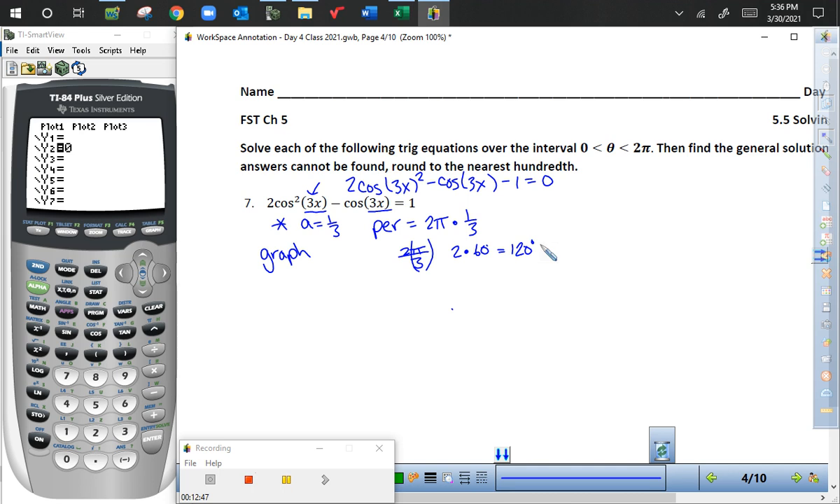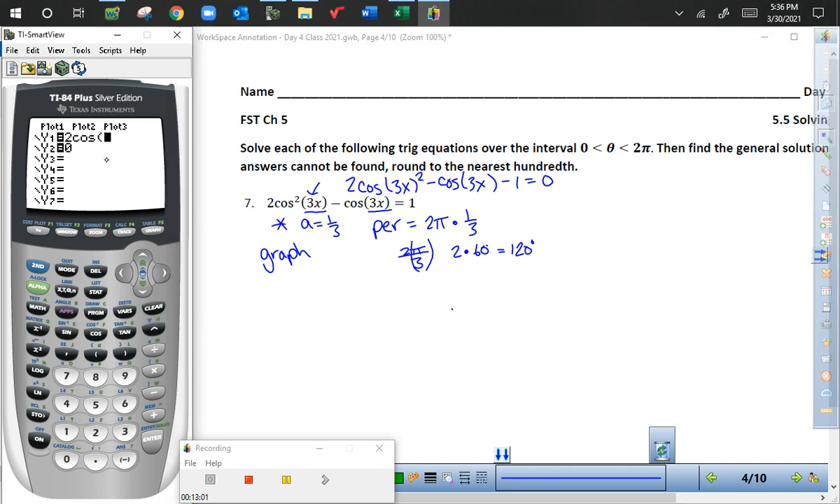When we type this in, 2 cosine, the first thing your calculator does is open a parenthesis. That's why we're moving that squared after the fact, because it won't let us write it before. So then 3x, close it, square it, minus cosine 3x, close that one, and then minus 1. From there, in your y2, I want you to put 0, and that's going to stay for all of these. It lets us find the x-intercepts a little bit faster by tracing the intersections. Once we've typed it in, that's step 1.